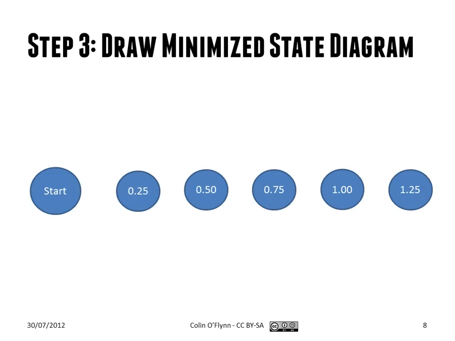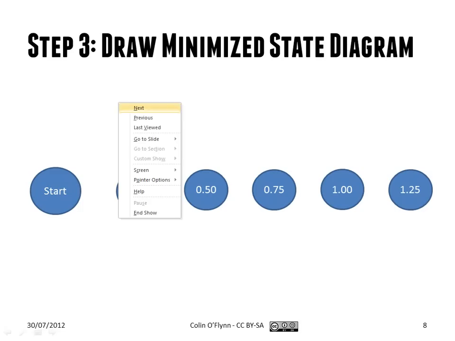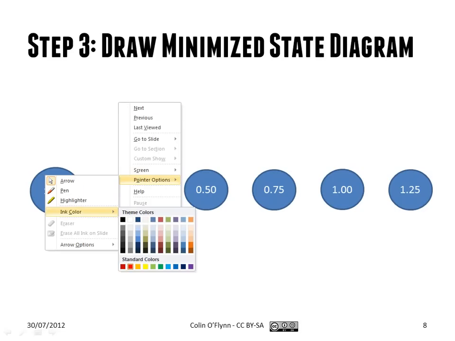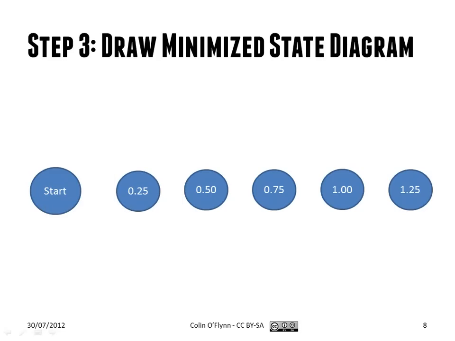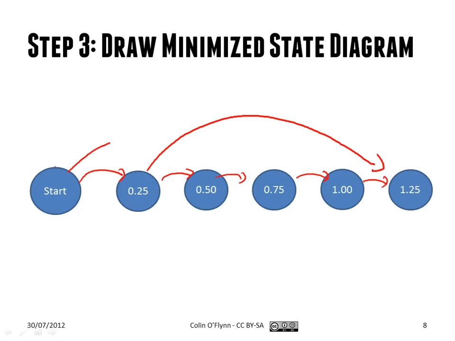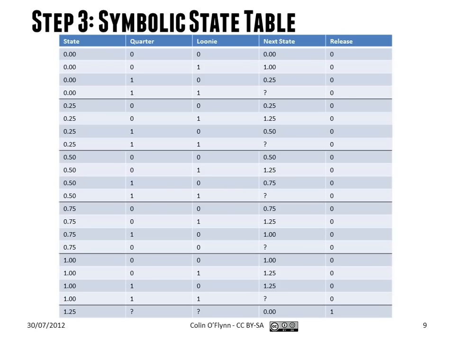So the minimized diagram is to think that an easier way to do it is to look at each state as an amount of money. And if you put a quarter in, you transition through them. And you can jump, for example, by putting loonies in to different states. So if you put a dollar in, you go to the dollar state. The symbolic table is showing all of those transitions.